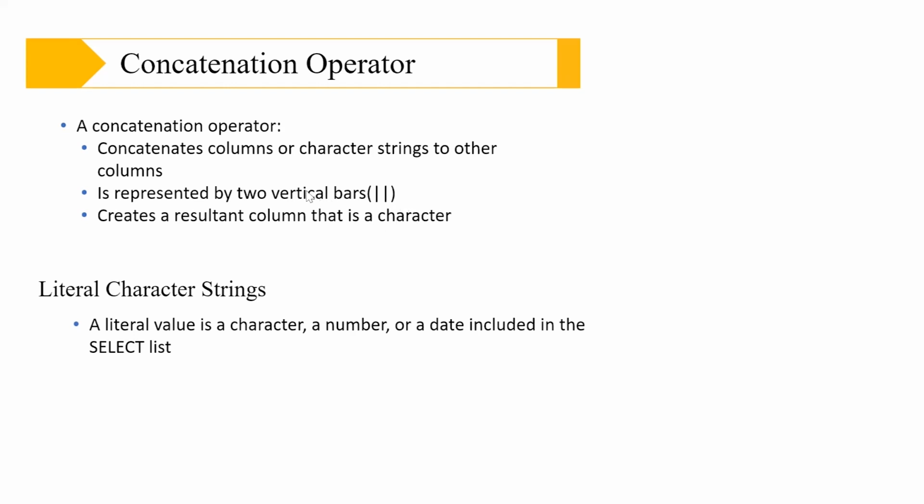Okay, it is represented by two vertical bars. Okay, like I told you that a single bar is nothing but OR, and double bars, that is a concatenation operator. Okay, and then it creates a resultant column that is a character. So whenever you are joining, even if you're joining two numerics, the result of the join is a resultant column that is a character.